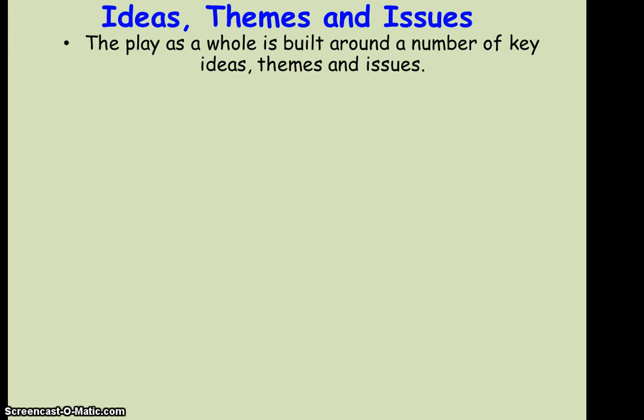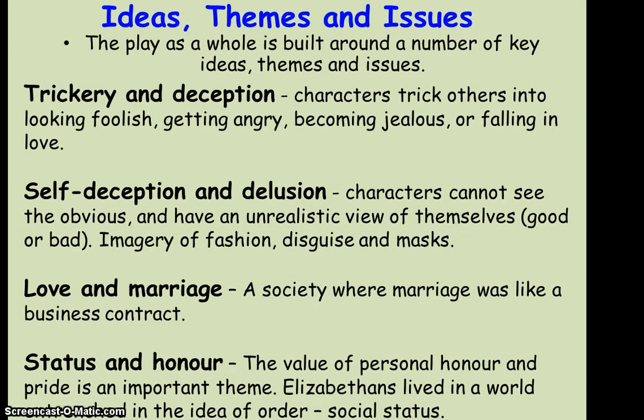So linking these characters into the main themes here, we have trickery and deception. This is the main premise of the play. The characters are tricked into falling in love. They're tricked into believing that Hero has done something wrong. Again, there's all this deception about Hero having died and she hasn't. So that's the really main theme.